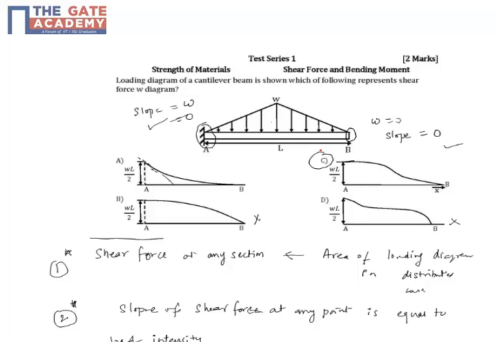In fact, A fails because the slope at end B is satisfied, but at end A it is not satisfied. So remember these two things, and most of the time the slope fact will always help you.